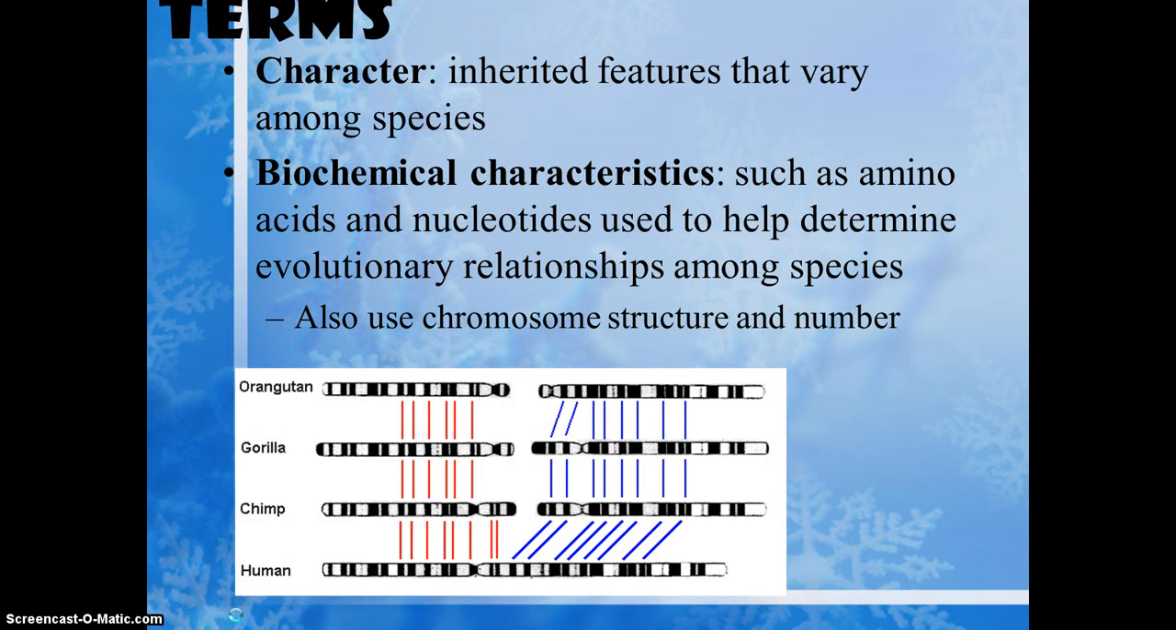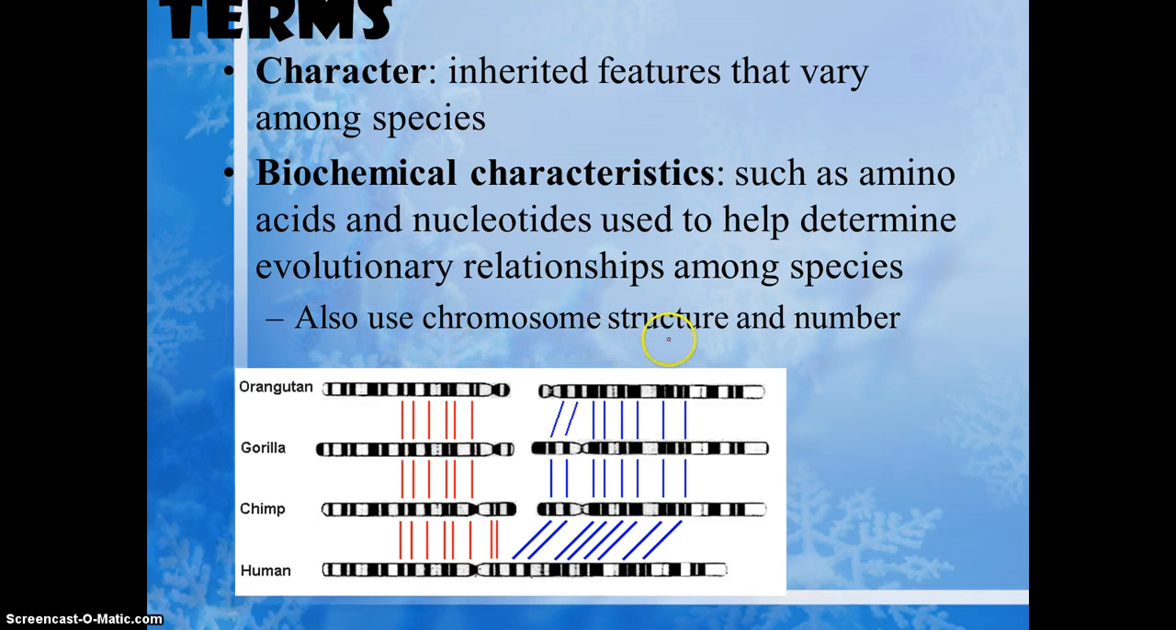Characters are inherited features that vary among a species, like locomotion, their mobility, do they have legs, arms, fins, wings, cilia, flagella, all of that. Another type would be your biochemical characteristics, such as your amino acids, your nucleotides, which also help to determine evolutionary relationships among species.